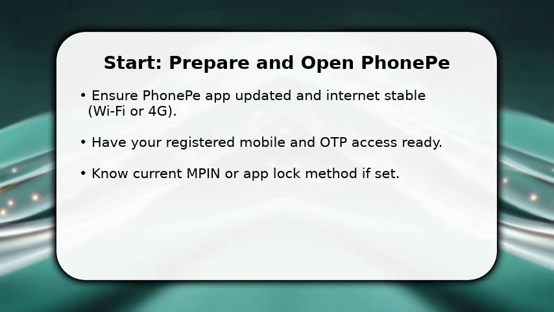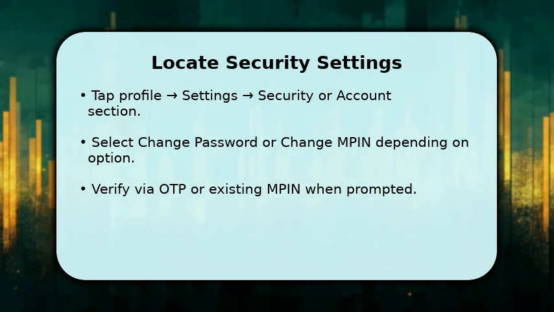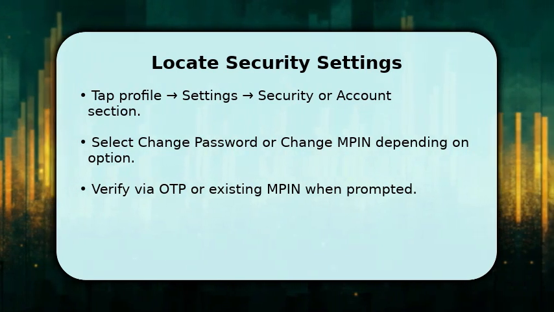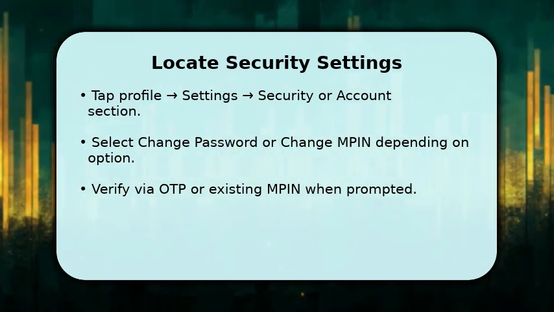Now move through the app to reach security controls. You tap your profile, then open settings and choose security or account. PhonePe groups password and MPIN controls there. Next, select change password or change MPIN based on what you want to update.